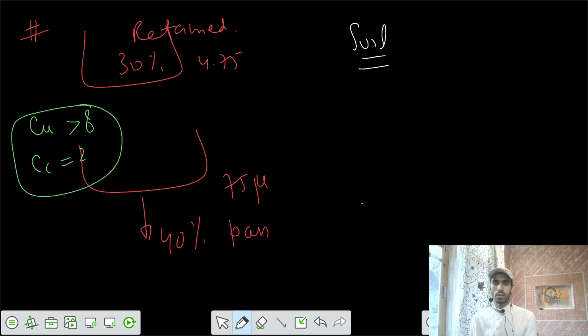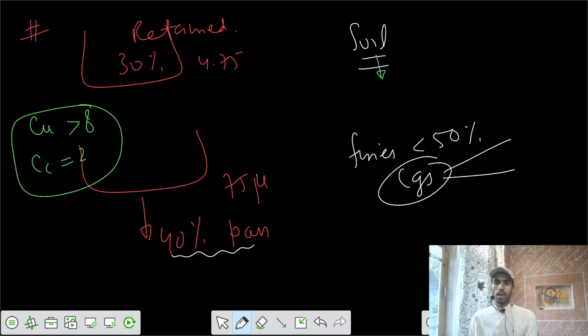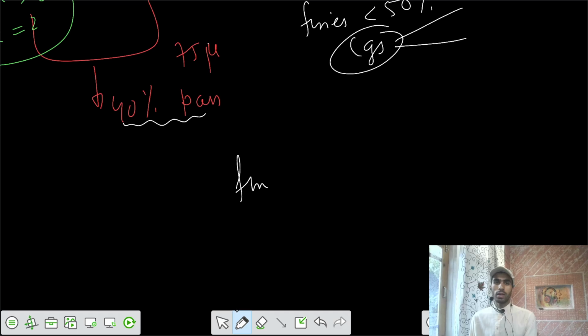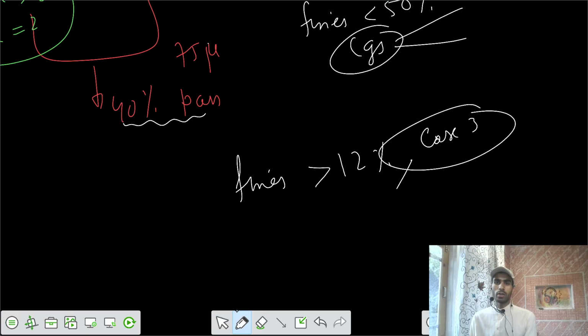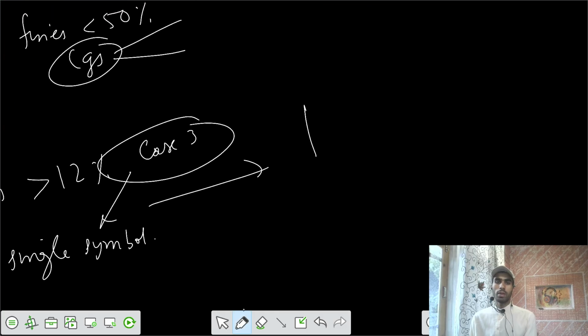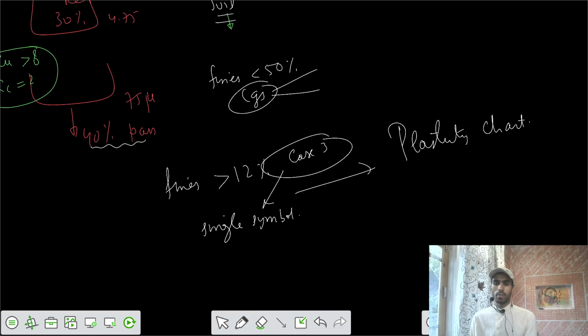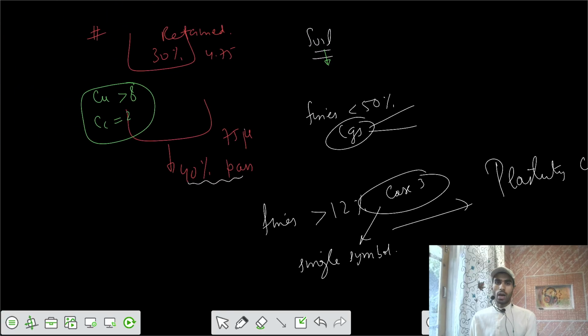Now tell us whether your soil is sand or gravel. So I would say your fines are less than 50%. Because fines are less than 50%, this is actually coarse grained soil. Now, fines are more than 12%, so class K is 3. So we have to use a single symbol. For that, let's calculate the plasticity. We have to use the concept of the plasticity chart.